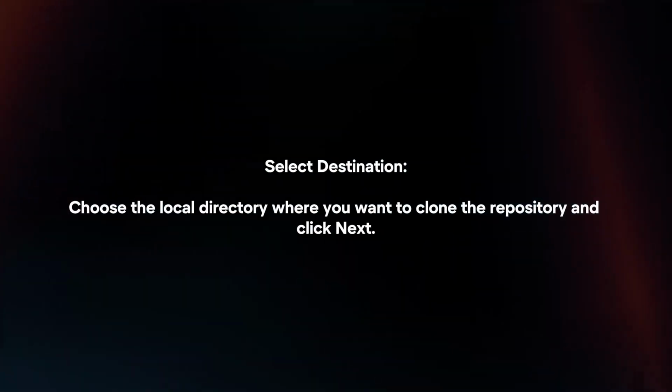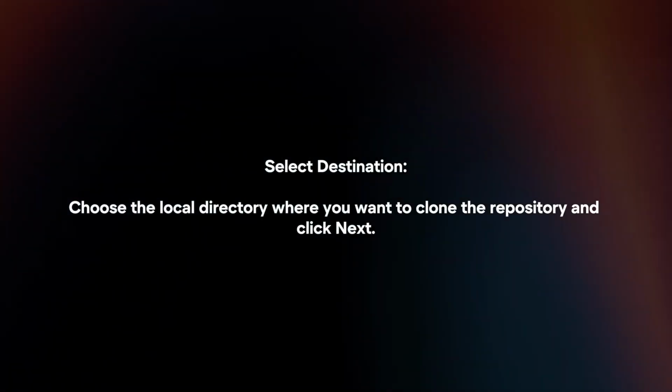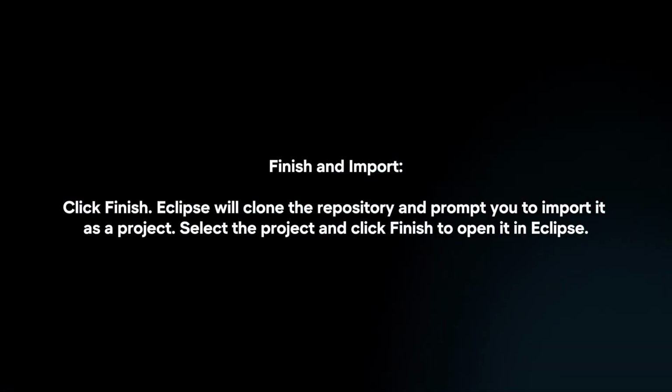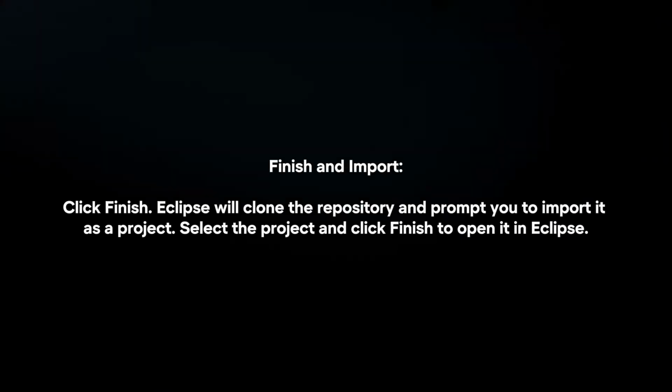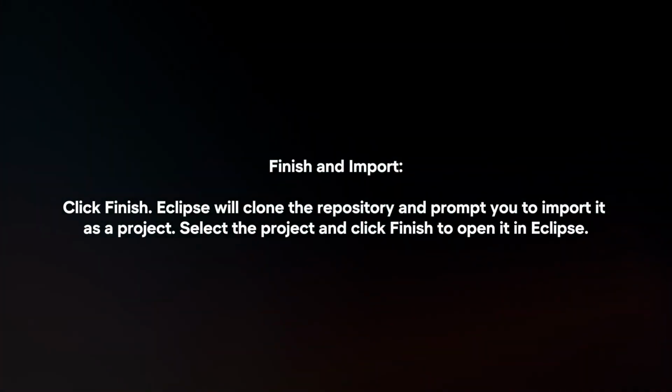Select destination. Choose the local directory where you want to clone the repository and click Next. Finish and import. Click Finish. Eclipse will clone the repository and prompt you to import it as a project. Select the project and click Finish to open it in Eclipse.